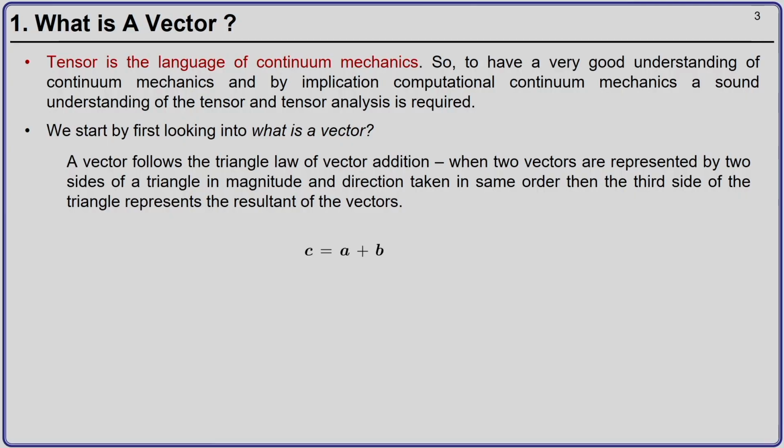A vector follows the triangle law of vector addition. That is what I have written here. When two vectors are represented by two sides of a triangle in magnitude and direction taken in the same order, then the third side of the triangle represents the resultant of the two vectors.